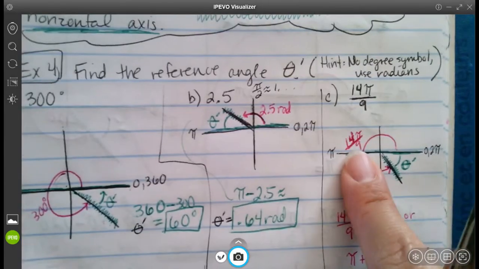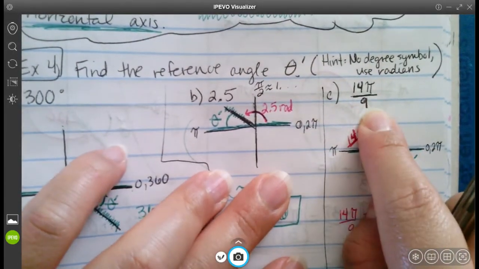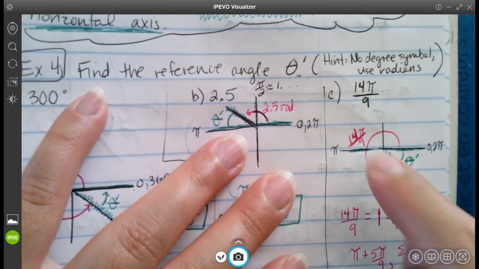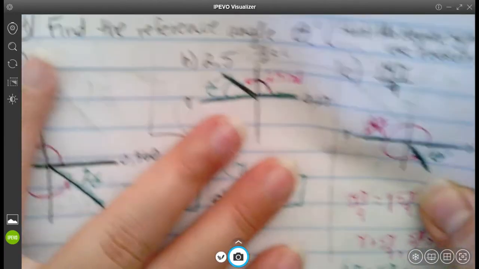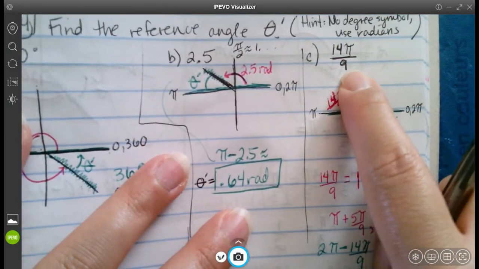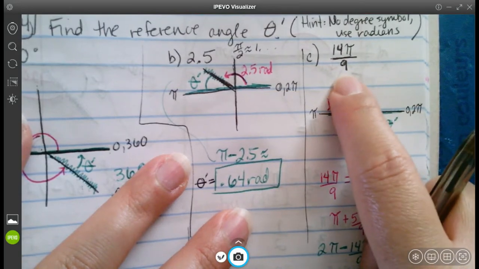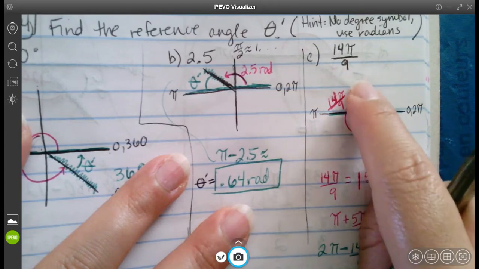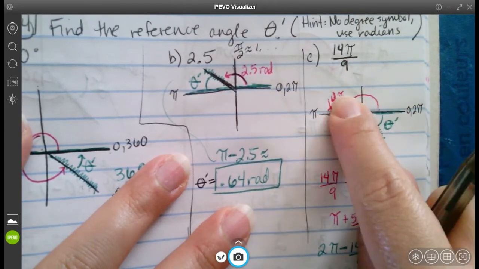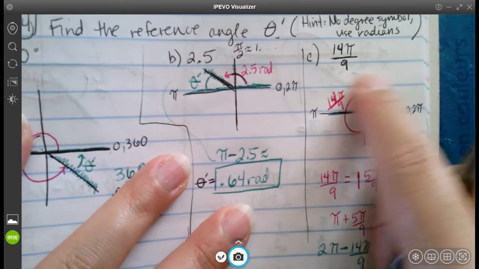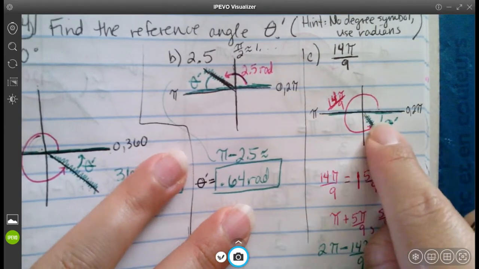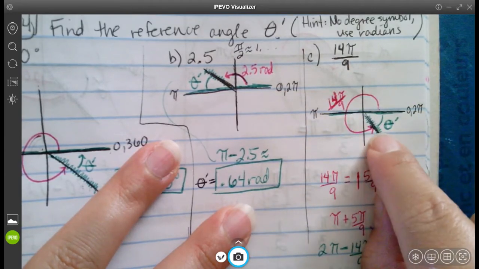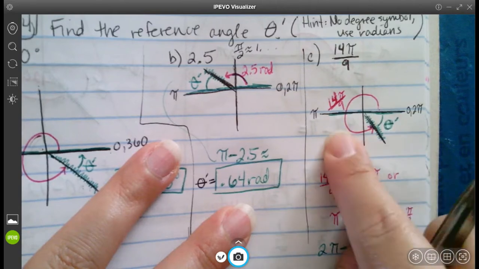Okay, last one, well, second to last one, we have 14 pi ninths. So this one might be a little bit tricky for some people because you don't know where it lands. So what I did here is I kind of made some notes. Remember that when we're doing different numbers besides 6, 3, 4, or 2 as a denominator, we can subdivide the top by that many pieces. So you could say, well, let's do 9 pieces up here, 9 pieces down here, and see where 14 lands. So it'd be kind of like 9, 10, 11, 12, 13, 14. So it's somewhere over here, okay?